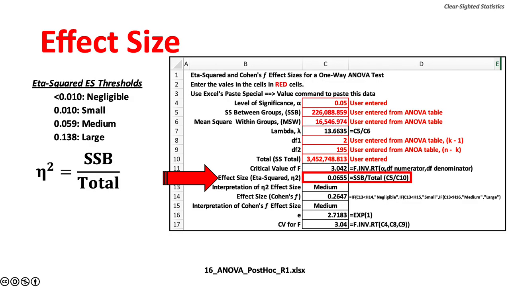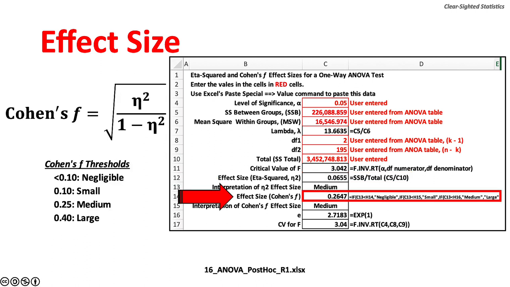As previously noted, Excel's ANOVA tool does not calculate effect size. Here are the calculations of eta squared and Cohen's f effect size using Excel. Eta squared effect size is 6.55%, which is a medium effect. Eta squared is found by SSB over SST. The value of Cohen's f is 26.47%. This is a medium effect. Cohen's f is found by the square root of eta squared over 1 minus eta squared.